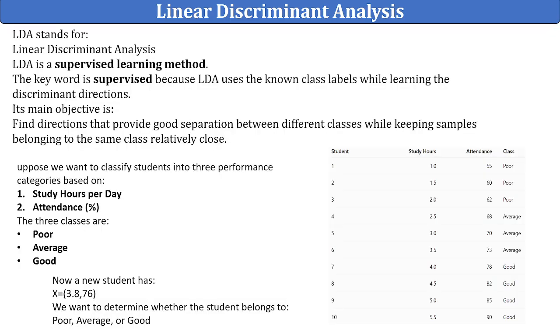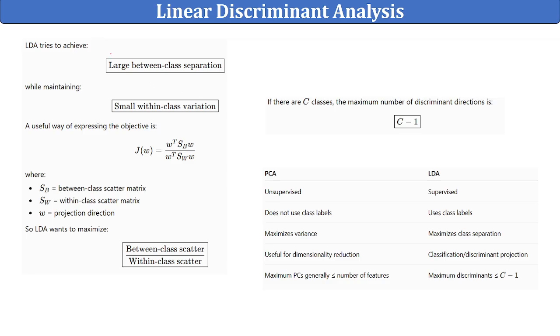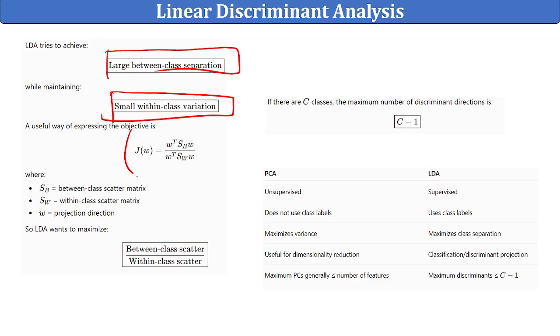Okay. So again we'll see in the same case how it will look. We have 2 features and 3 classes. Then we have to find out how it looks for the particular case. So in the same way, large between-class separation and small within-class variation. This is the formula to get it. Again, we will not go into much detail on this.